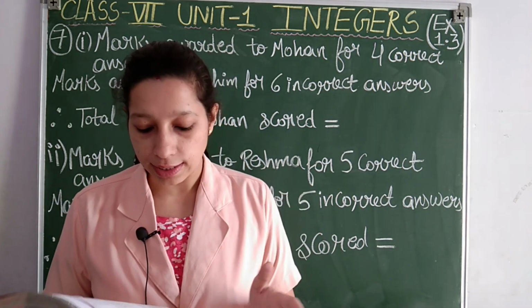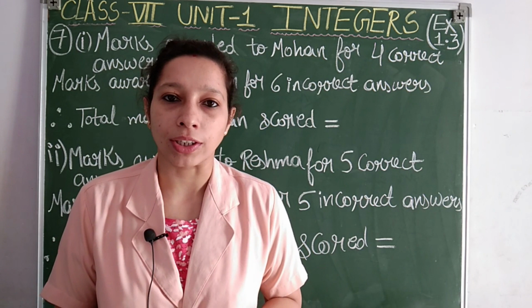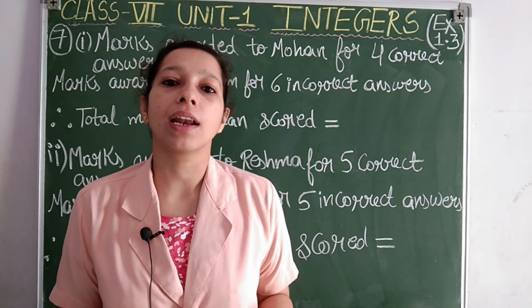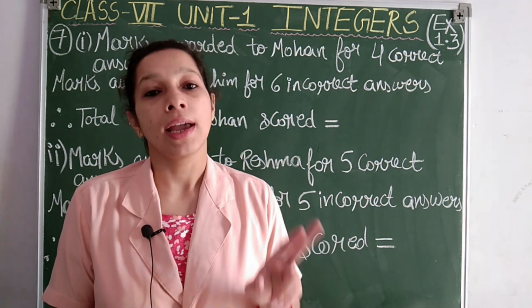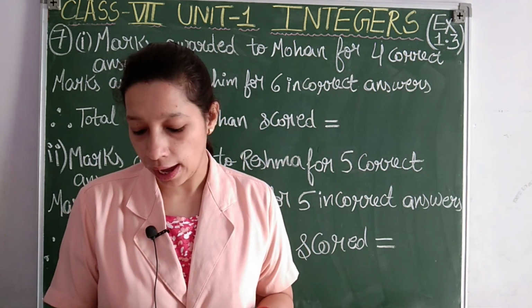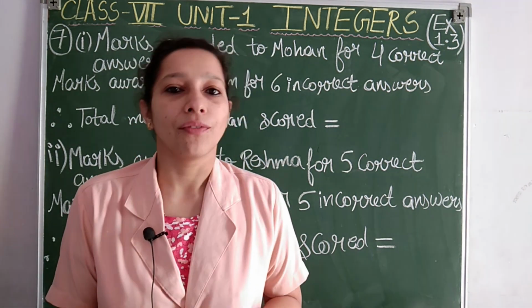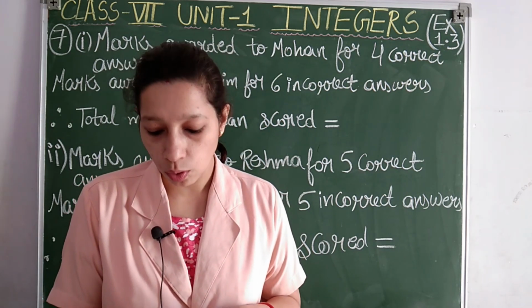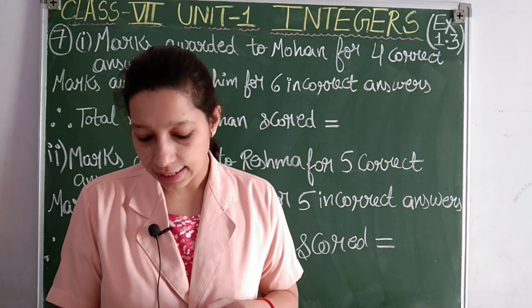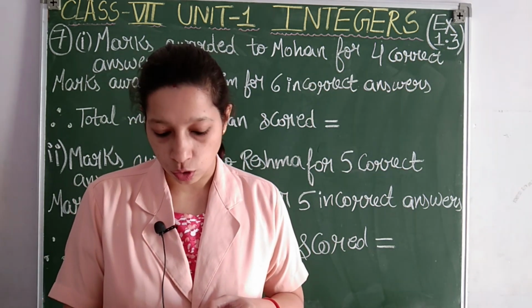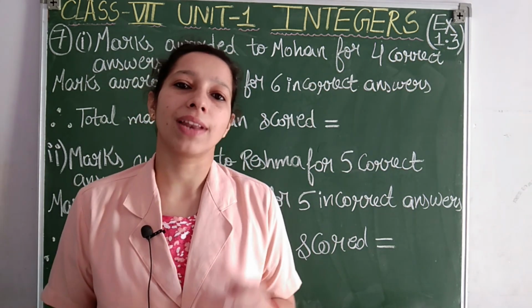Okay students, now listen, there is a test containing 10 questions and 5 marks are awarded for every correct answer and minus 2 marks are given for incorrect answers. Okay, and 0 is given for questions which the student does not attempt. Okay, fine. First point, Mohan gets 4 correct and 6 incorrect answers. What is her score? So see students, this question 7 has 3 points.